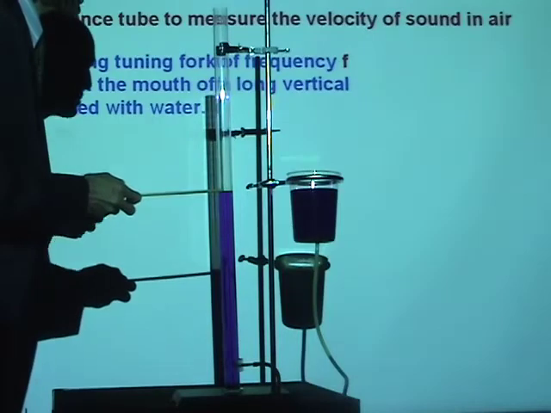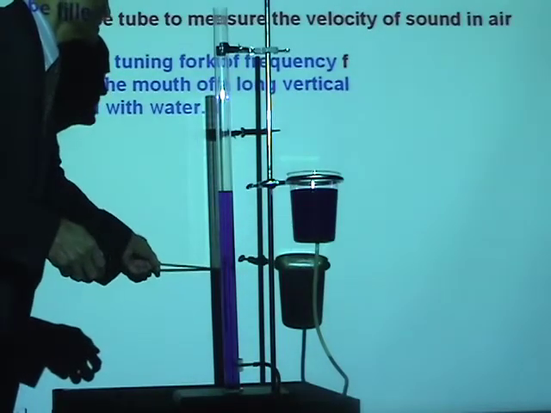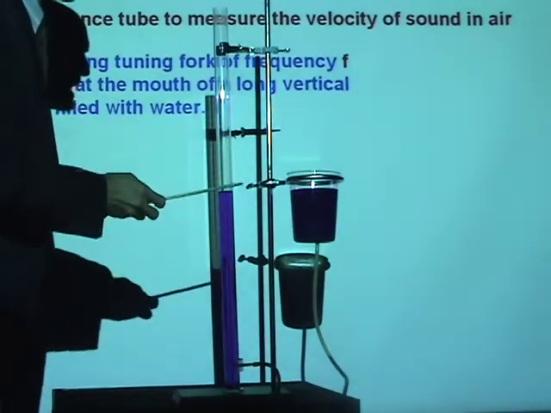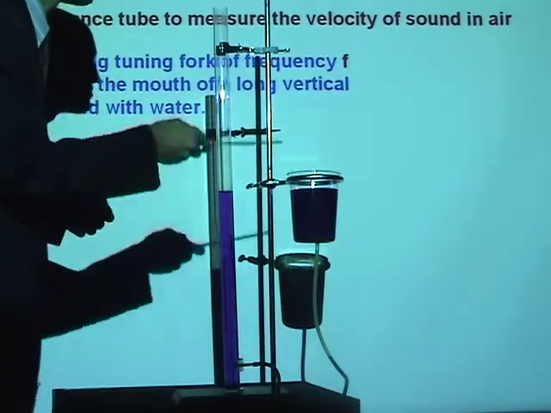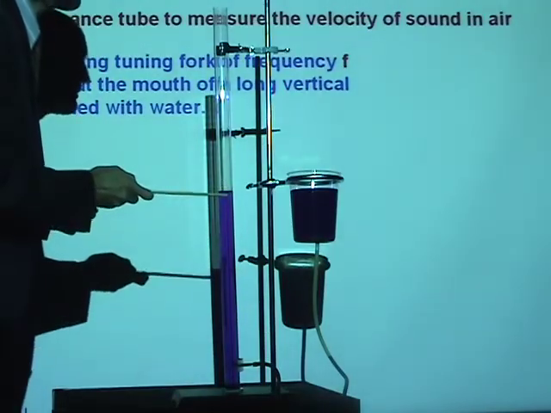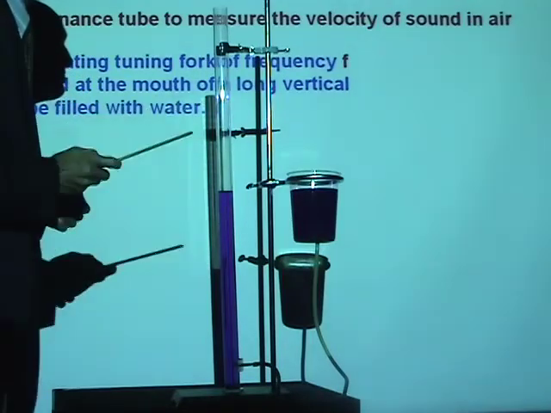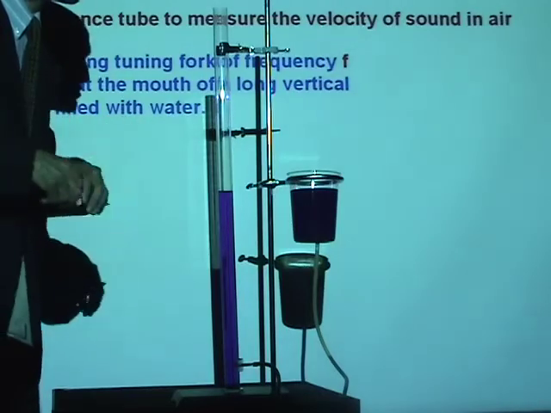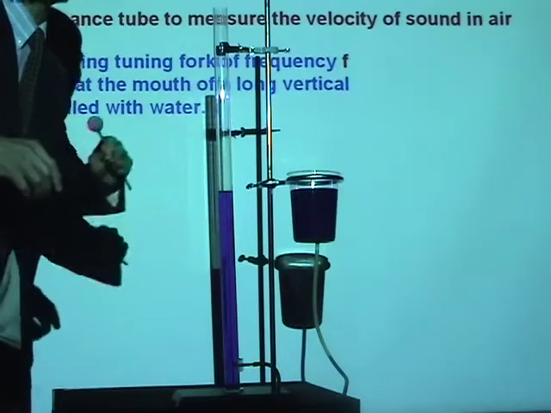Now, this is the level of the liquid. That's the level of the liquid inside the tube, which is the same as the reservoir. So what I can do is, by either raising or lowering this reservoir, I can change the level of liquid inside the tube. Now, why do I want to change the level of liquid in that tube? Because I want to change the length of the tube.